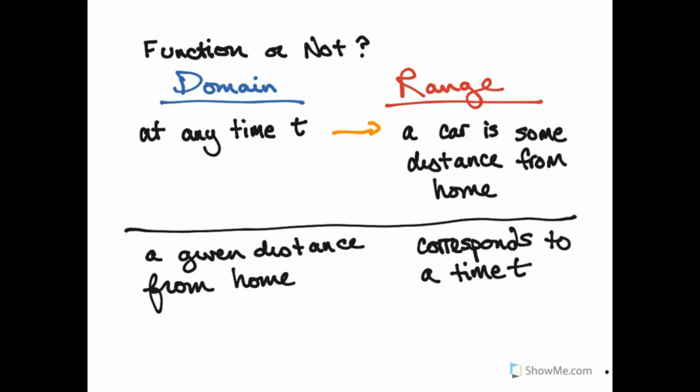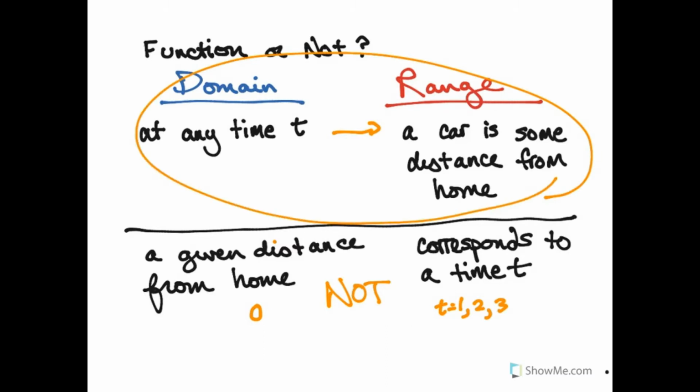But if my relationship is a given distance from home corresponds to a time t, that's not a function, because the relationship doesn't have a unique time for each distance. If the car sits in the garage all night, its distance is 0, but the time will be 1 hour, 2 hours, 3 hours. It'll have many answers in the time column. So the first one represents a function, the second one does not.